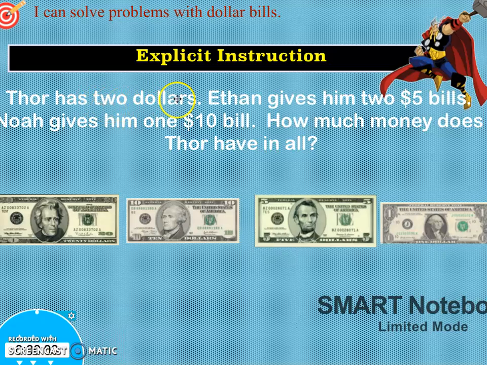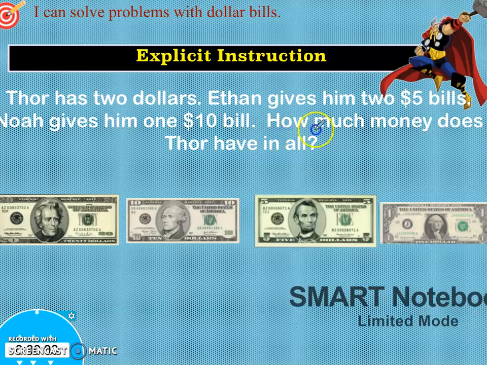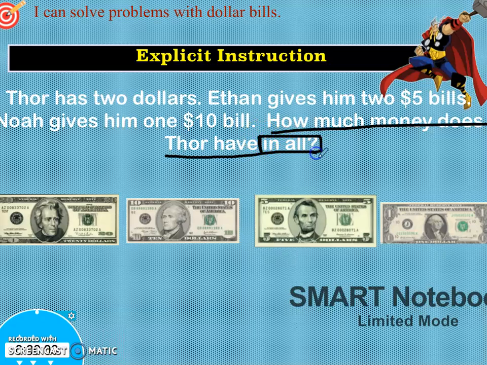Thor has $2. Ethan gives him two $5 bills. Noah gives him one $10 bill. How much money does Thor have in all? So, what is the problem asking us? Right. How much money does Thor have in all? In all means what operation do I need to use? Correct. Addition. So I'm going to have to add up all the bills that Thor has to find out how much he has in all.